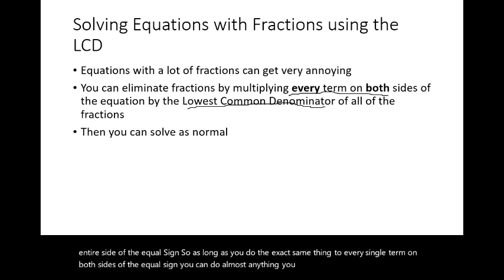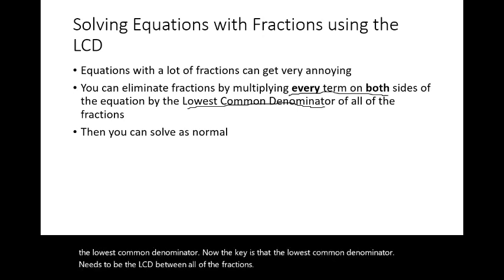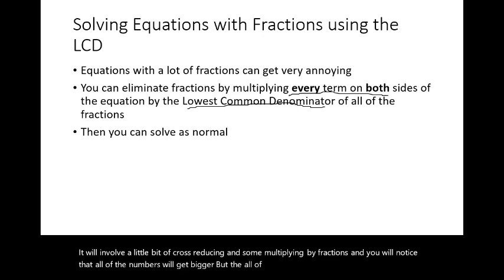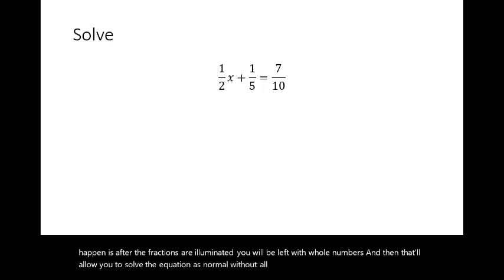That includes multiplying by the lowest common denominator. Now the key is that the lowest common denominator needs to be the LCD between all of the fractions. It'll involve a little bit of cross-reducing and some multiplying by fractions, and you will notice that all of the numbers will get bigger, but all of the fractions will be eliminated. So what will happen is after the fractions are eliminated, you will be left with whole numbers, and then that'll allow you to solve the equation as normal without all of the fractions being so cumbersome.